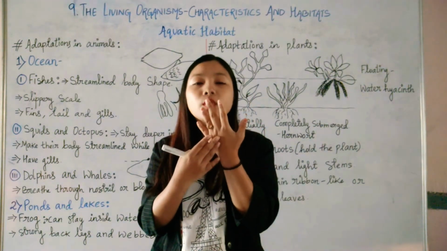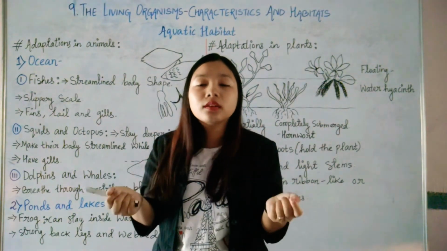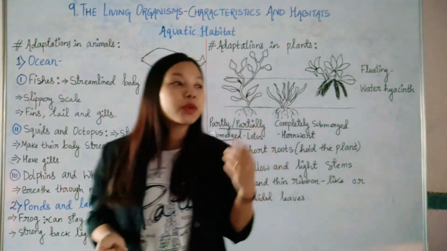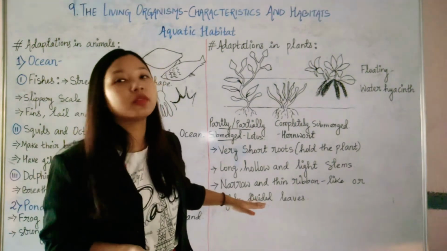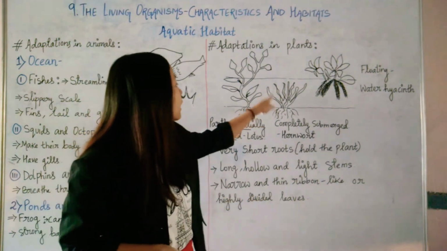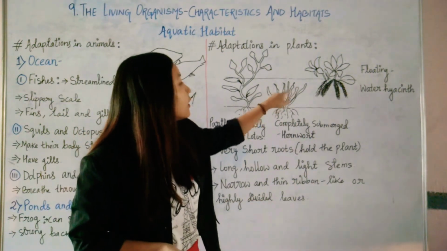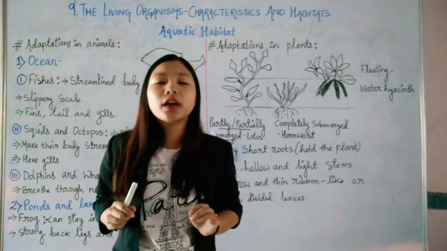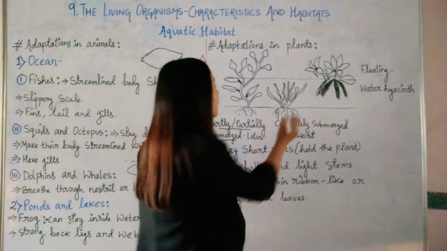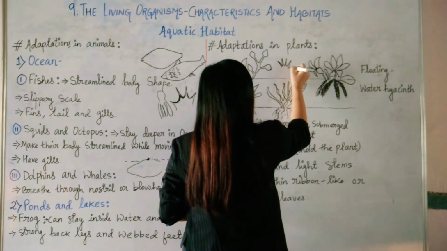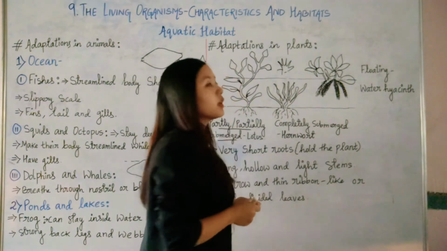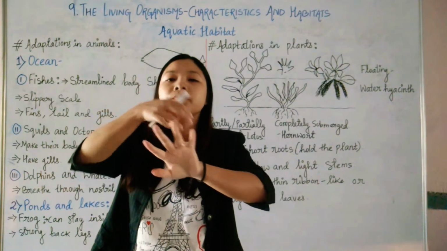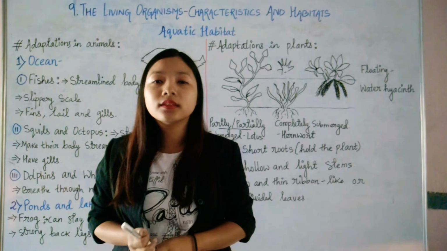Due to the water flow, the leaves may get torn up and damaged. To prevent this, the leaves of the water plant are thin and ribbon-like. They are very thin, long and ribbon-like or highly divided. That means they will be highly divided like this, which lets the water easily pass through them without damaging the leaves.